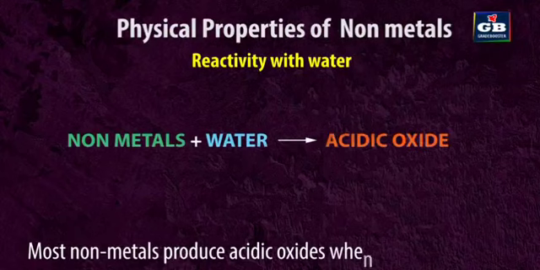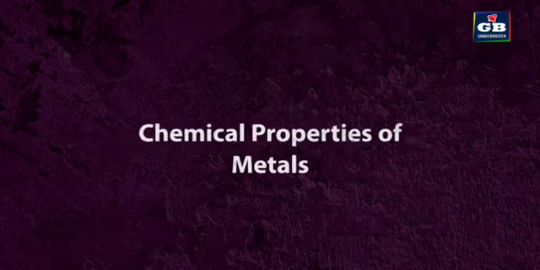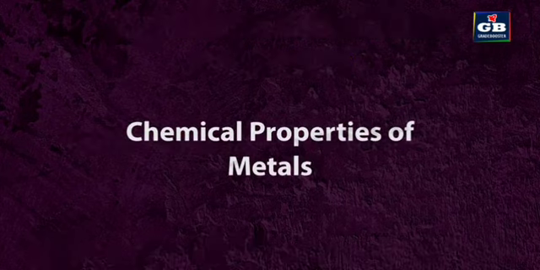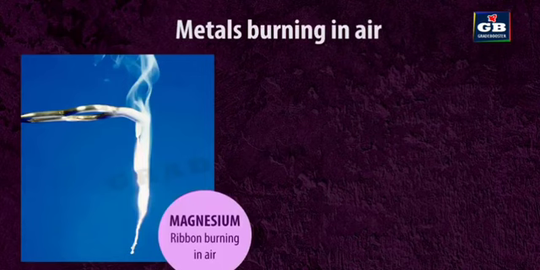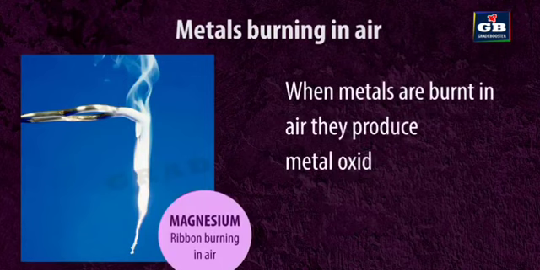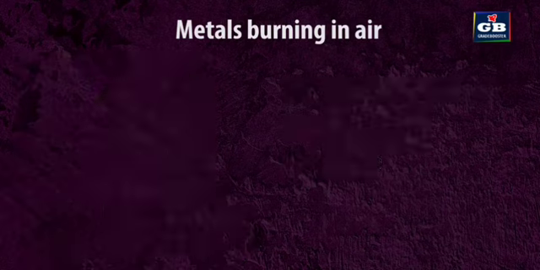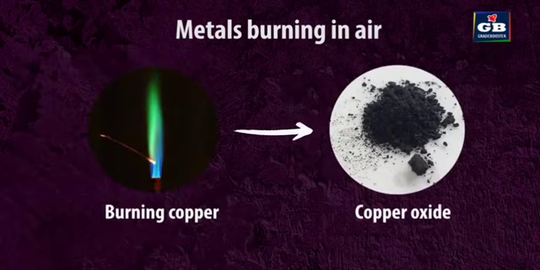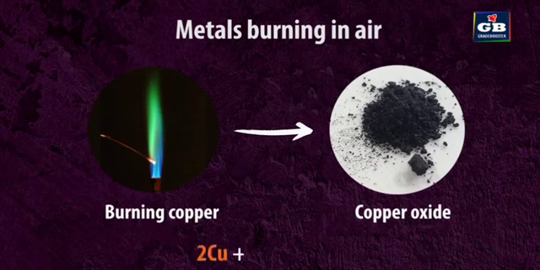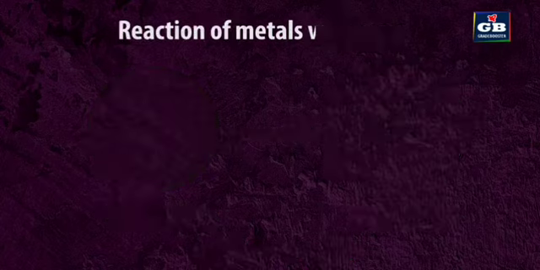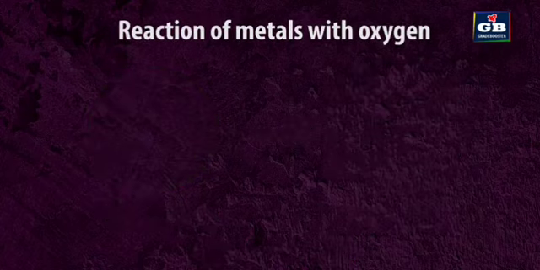Most nonmetals produce acidic oxides when dissolved in water. Chemical properties of metals. Metals burning in air. When metals are burnt in air, they produce metal oxide. For example, when copper is burnt in air, it produces copper oxide: 2Cu + O2 gives rise to 2CuO.